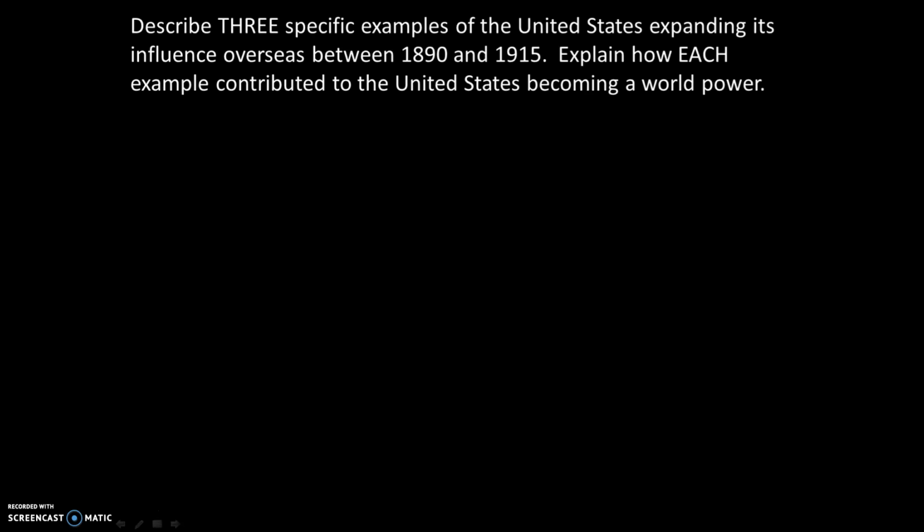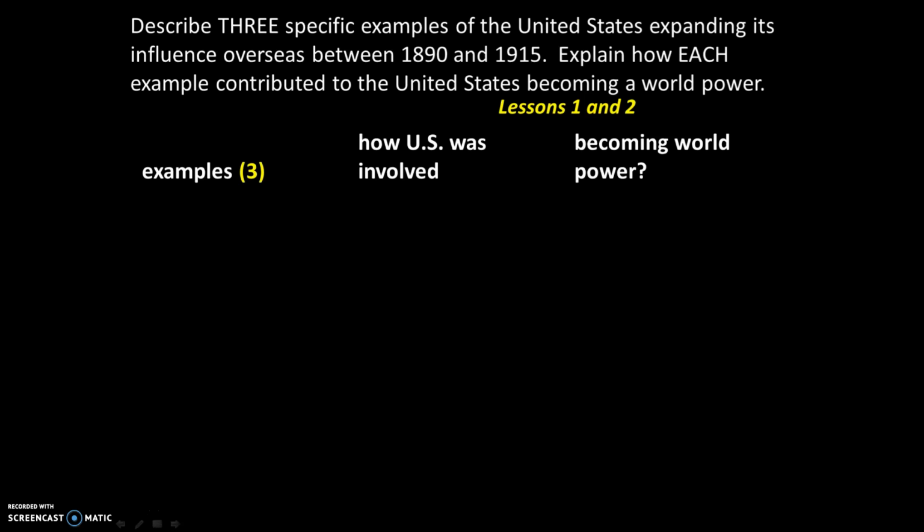So let's look at the 2 extended response questions. The first one here: describe 3 specific examples of the United States expanding its influence overseas between 1890 and 1915. This specifically excludes World War I. Explain how each example contributed to the United States becoming a world power. So this is mainly going to focus on lessons 1 and 2, on the Spanish-American War and American imperialism in the period between there and World War I.